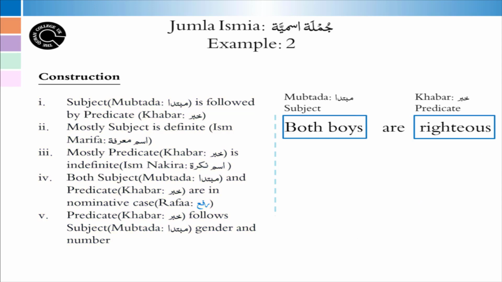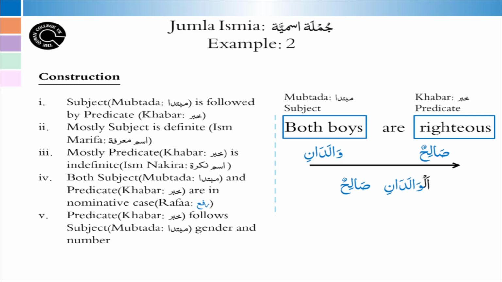This example is about a dual masculine. For righteous we use salihun. For 2 boys we use waladani. When the first rule applies, we will get waladani salihun. According to the second rule, we can make the subject definite by adding al with it. Therefore, it will become al-waladani. The third rule cannot be applied because the predicate is already indefinite. Also, the fourth rule will not apply because both the subject and predicate are already in nominative case.